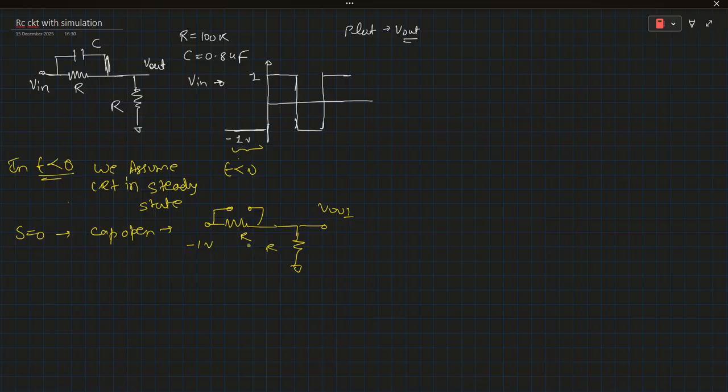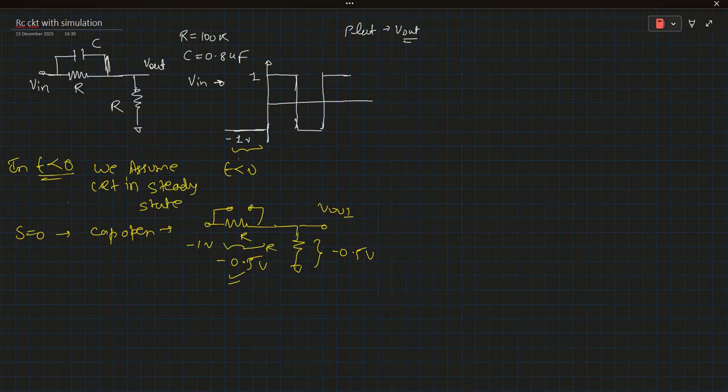We can see this is the minus 1 volt input. So half of the input drops across this resistor and half across this resistor, which means this is minus 0.5 volt, and this is also minus 0.5 volt. So what is happening here? At this resistor, minus 0.5 volt appears.